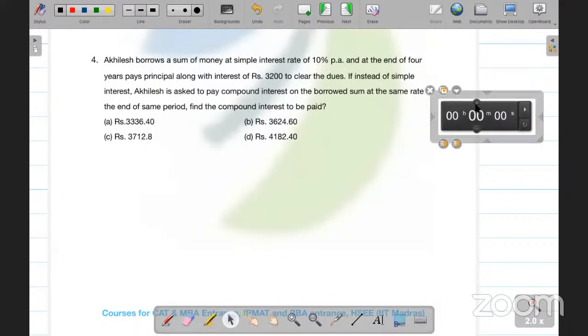Here is the next question. Let's see how many of you can solve it.